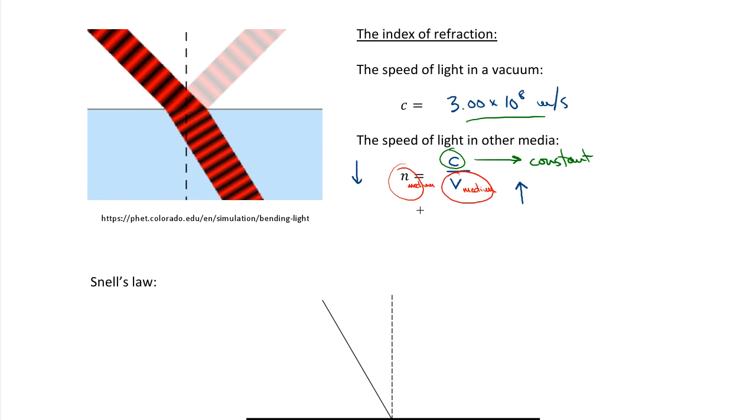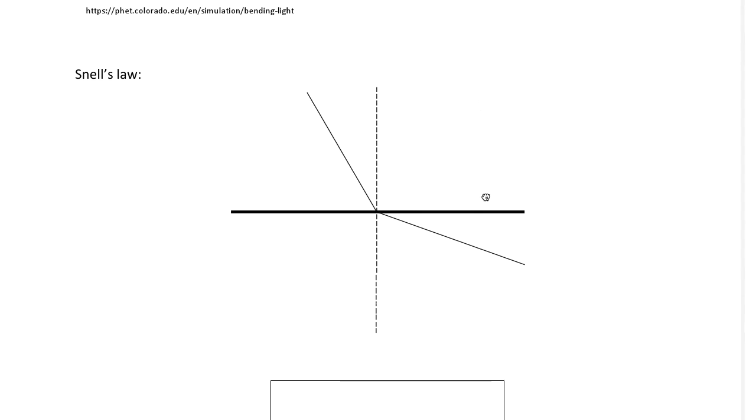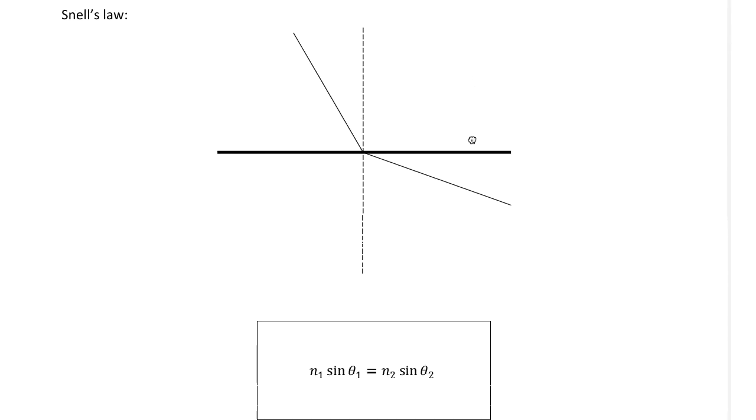Also notice that we can never get an n lower than 1, because we can't get speeds of light faster than 3 times 10 to the 8 meters per second. So the biggest possible value of v would be this. We'd be in a vacuum, and n would be equal to 1. All other values of n are greater than 1, meaning that the media are slower to light than a vacuum is.